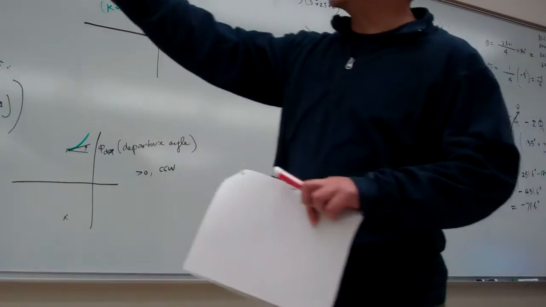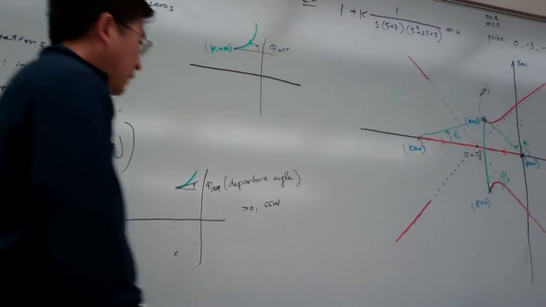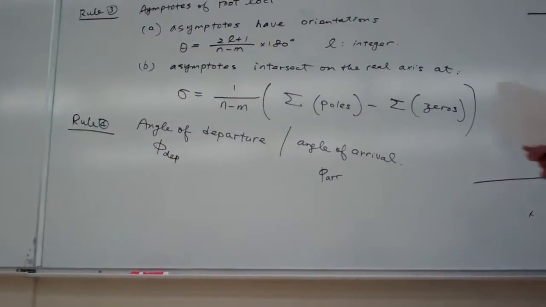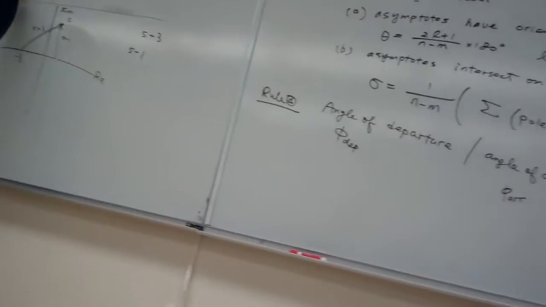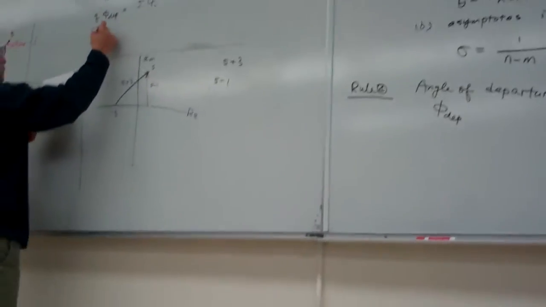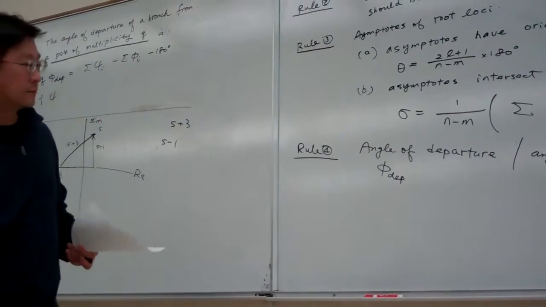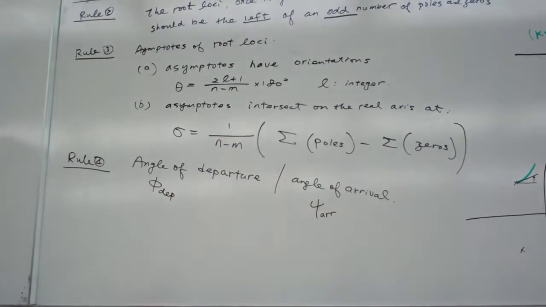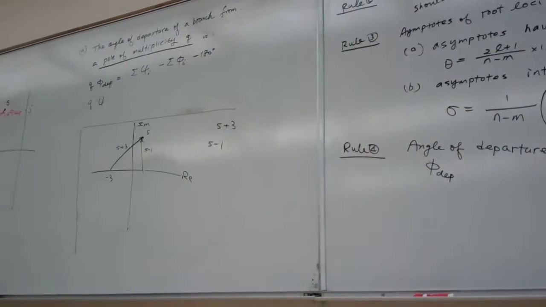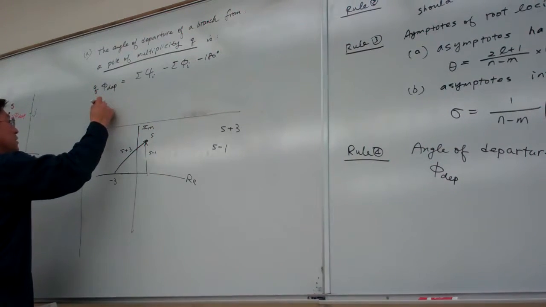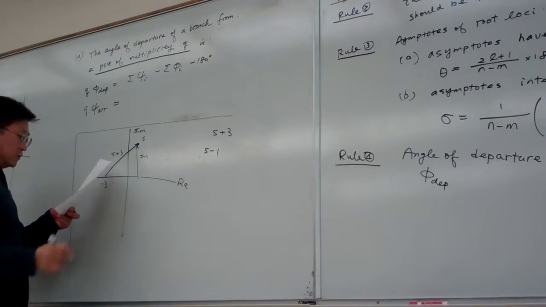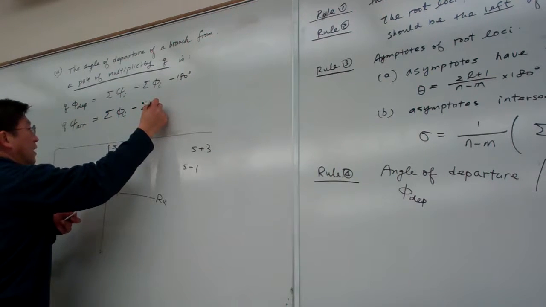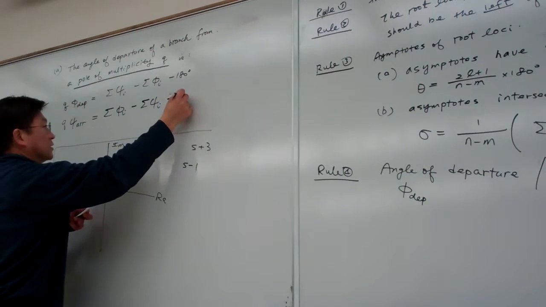So here let me give the formula of arrival. Sorry, I changed my symbols. Arrival is psi; we are using psi to denote the angle to the 0. So the psi arrival will be equal to the summation of phi minus the summation of psi_i plus 180 degrees.